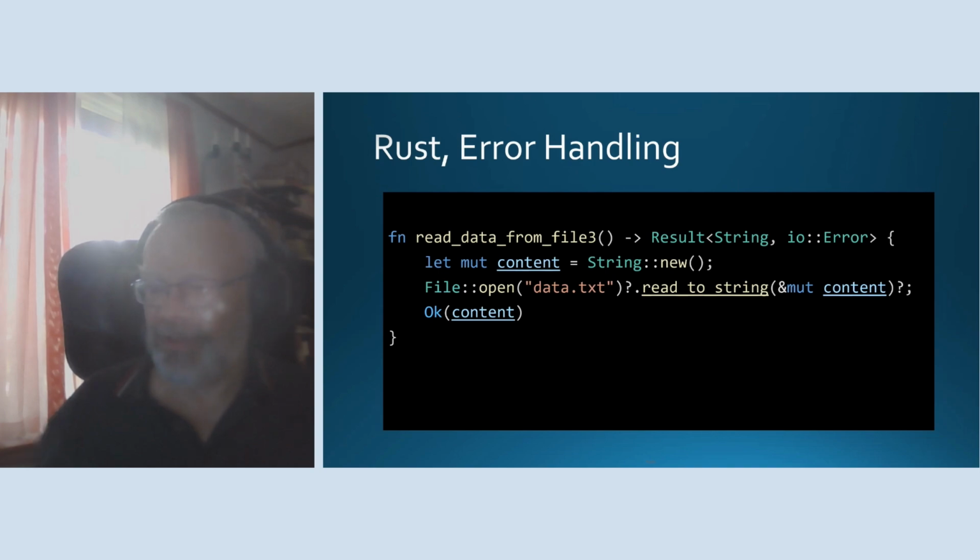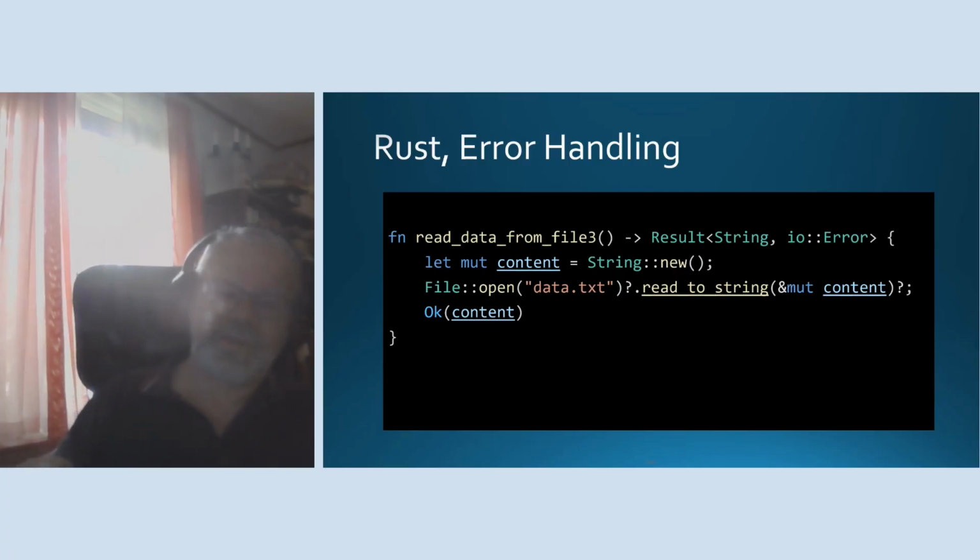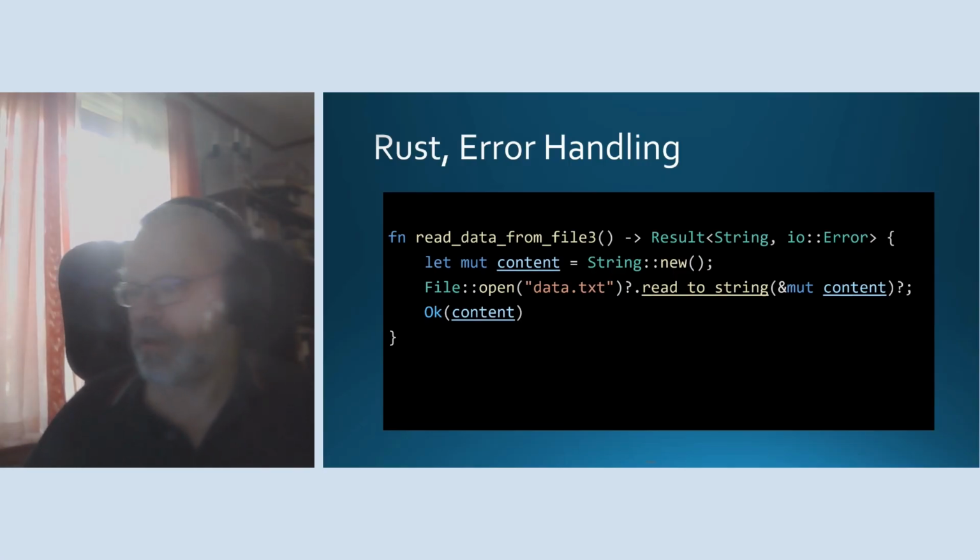chain that. So here we open the file, have a question mark. If it fails there, it will return there. Otherwise, it will continue. Read to string, question mark. Did it work? Yes, then we can return the content. If not, it will return the error. So that's a nice way to shortcut the matching of OK error.